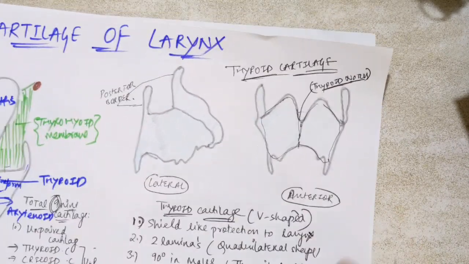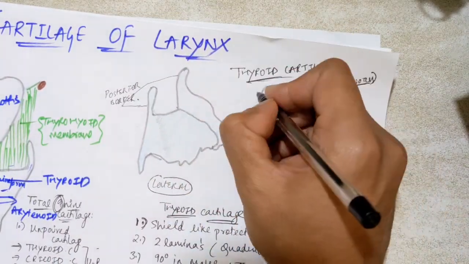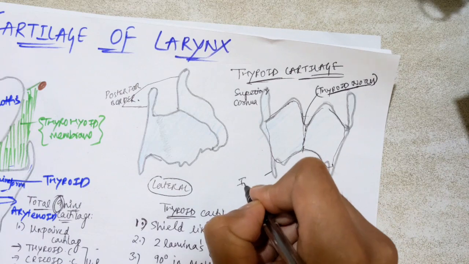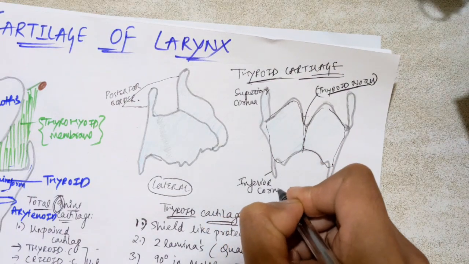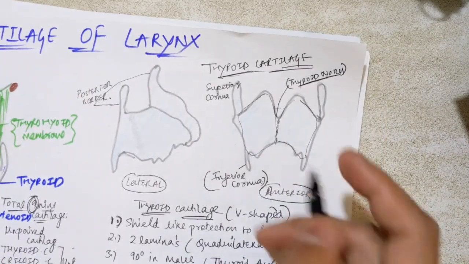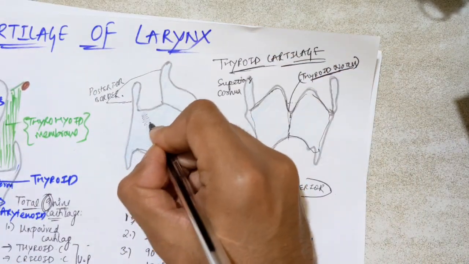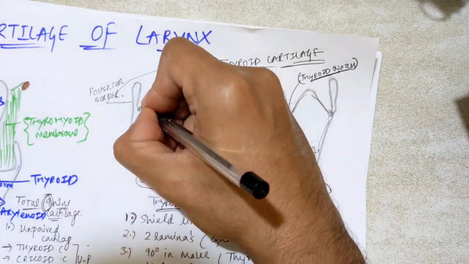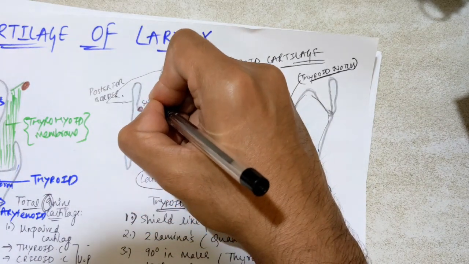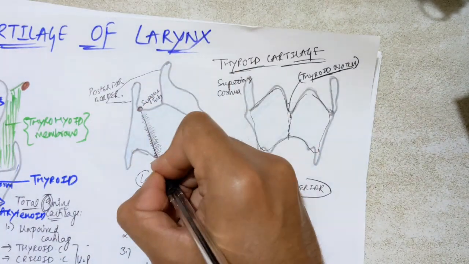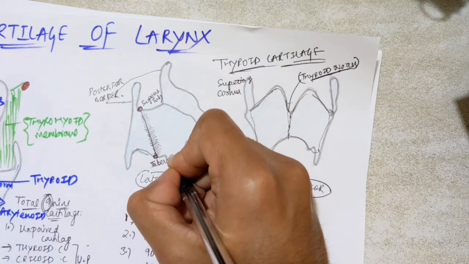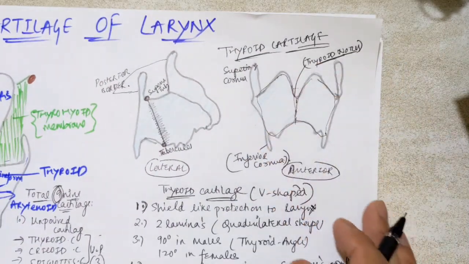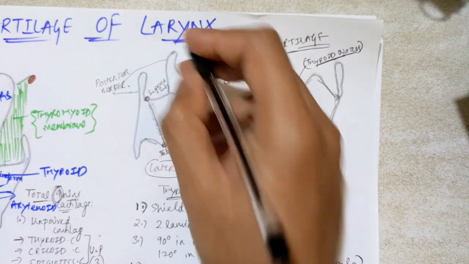This was your anterior view, and you can also see the lateral view. This is your superior horn, superior cornua, and this is your inferior cornua. Laterally you can see an oblique line, which comes from a superior tubercle and an inferior tubercle. These two tubercles make a line called the oblique line in the lamina. These are the two broad laminas present anteriorly, and this is the posterior border.